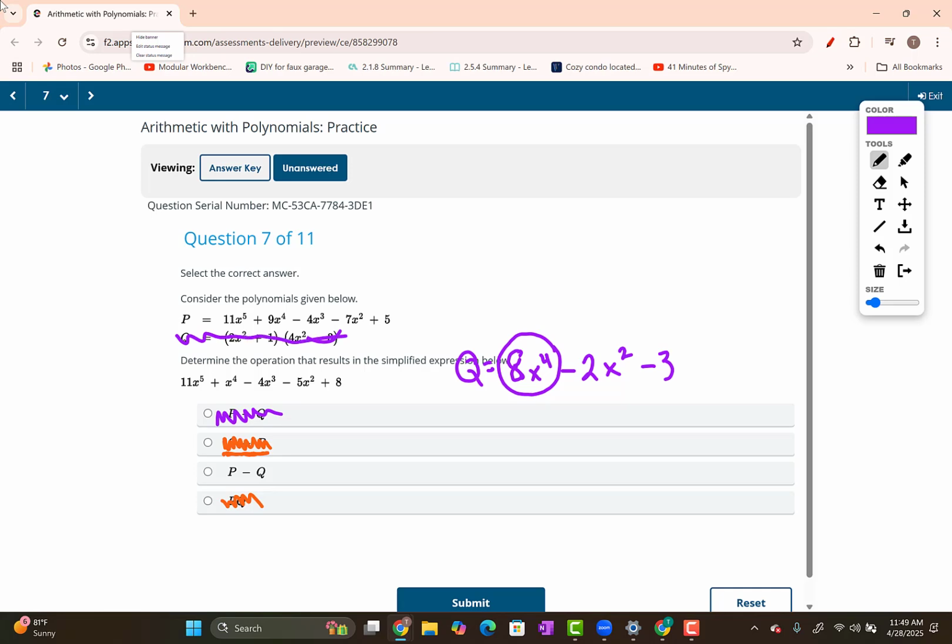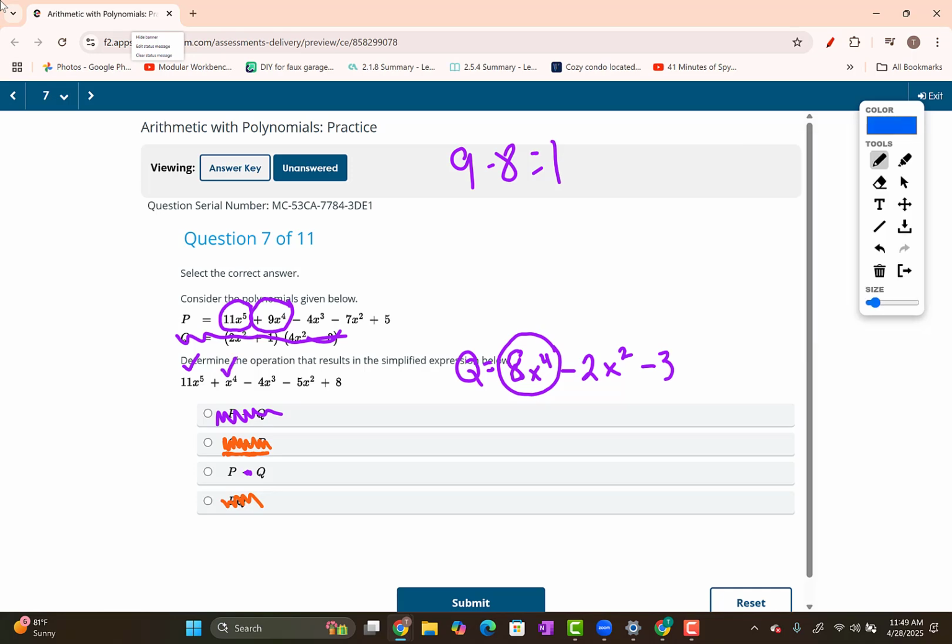So now let's do p minus q. So p minus q, we're going to take 11x to the fifth, that's in p, and we're going to subtract from it nothing, right? Because there are no other x to the fifths. So this still checks out. Then we've got 9x to the fourth minus, because we are subtracting q, 9x to the fourth minus 8x to the fourth. Or in other words, 9 minus 8. 9 minus 8 is 1, and that's what we've got here. We got 1x to the fourth.